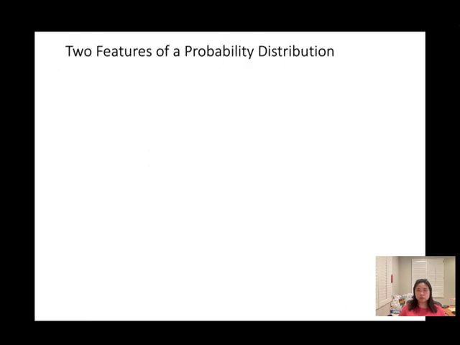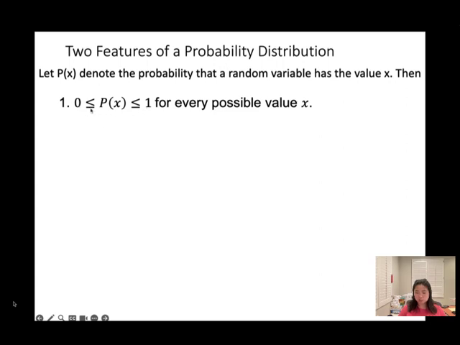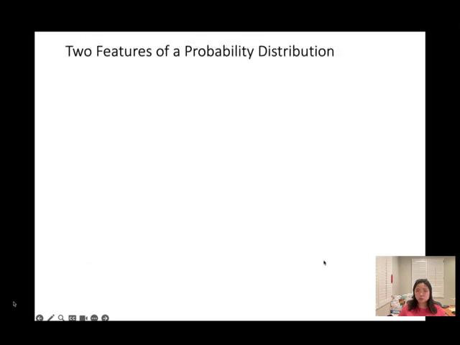Okay, two features of a probability distribution. Let P(x) denote the probability that a random variable has the value x. Then, first, each probability has to be between 0 and 1. You're going to double check here. Each probability is between 0 and 1. So this is going to be the first requirement.